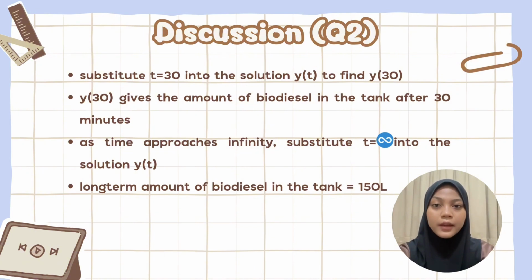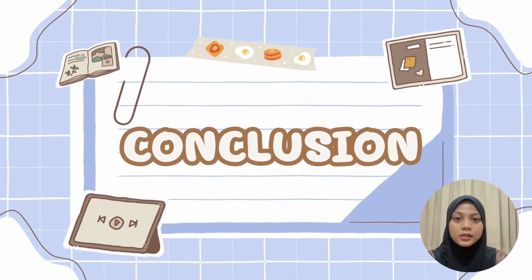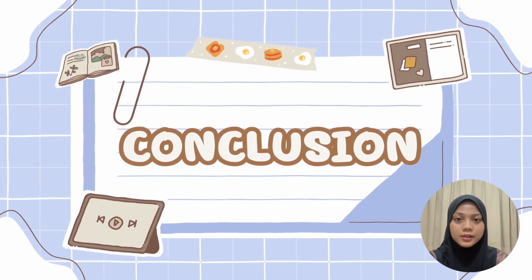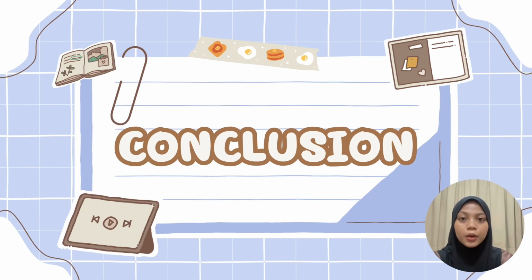The steady state value indicates that the amount of biodiesel in the tank will stabilize over time regardless of the initial amount. Overall, the discussion highlights how mixture problems can be systematically analyzed using differential equations. The result obtained not only provides a numerical answer, but also helps in understanding the behavior of the system over time. This study reinforced the importance of mathematical modeling in real-life applications, particularly in predicting equilibrium conditions in mixture processes.